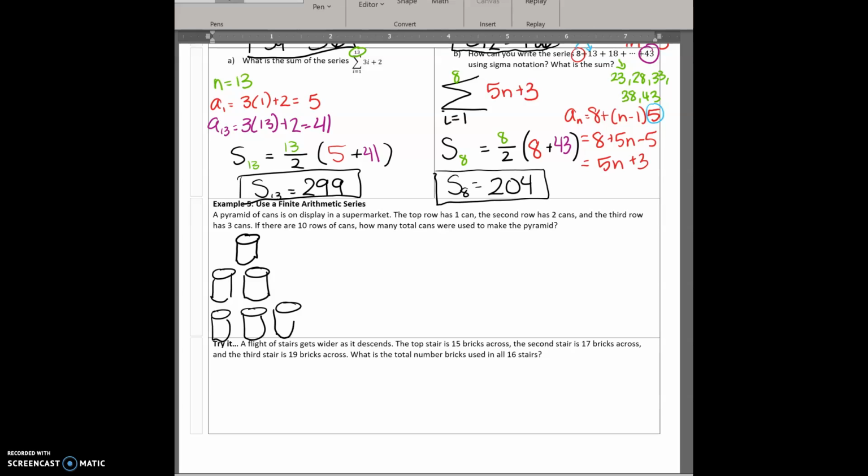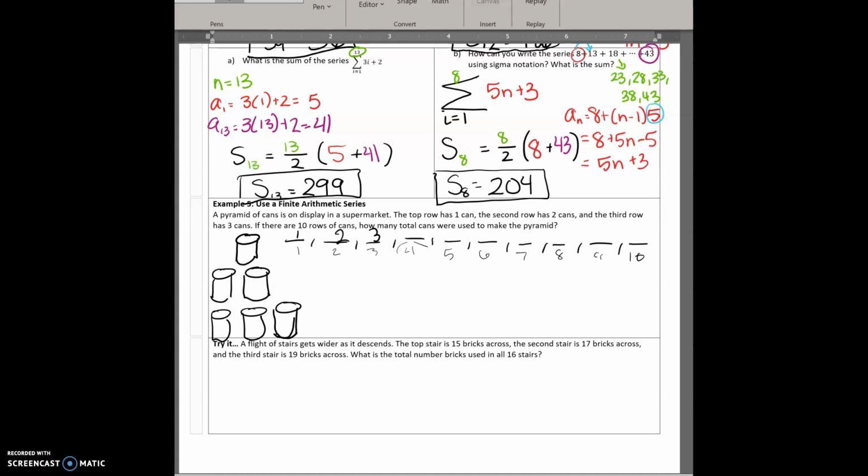So we would have the 3 cans there. And if there's 10 rows, so there's even more. So we can count if you wanted. 3, 4, 5, 6, 7, 8, 9, 10. And there's 1 can, 2 cans, 3 cans. We can kind of see that it's just adding 1 each time. So we could just say that these are the numbers of cans as well.